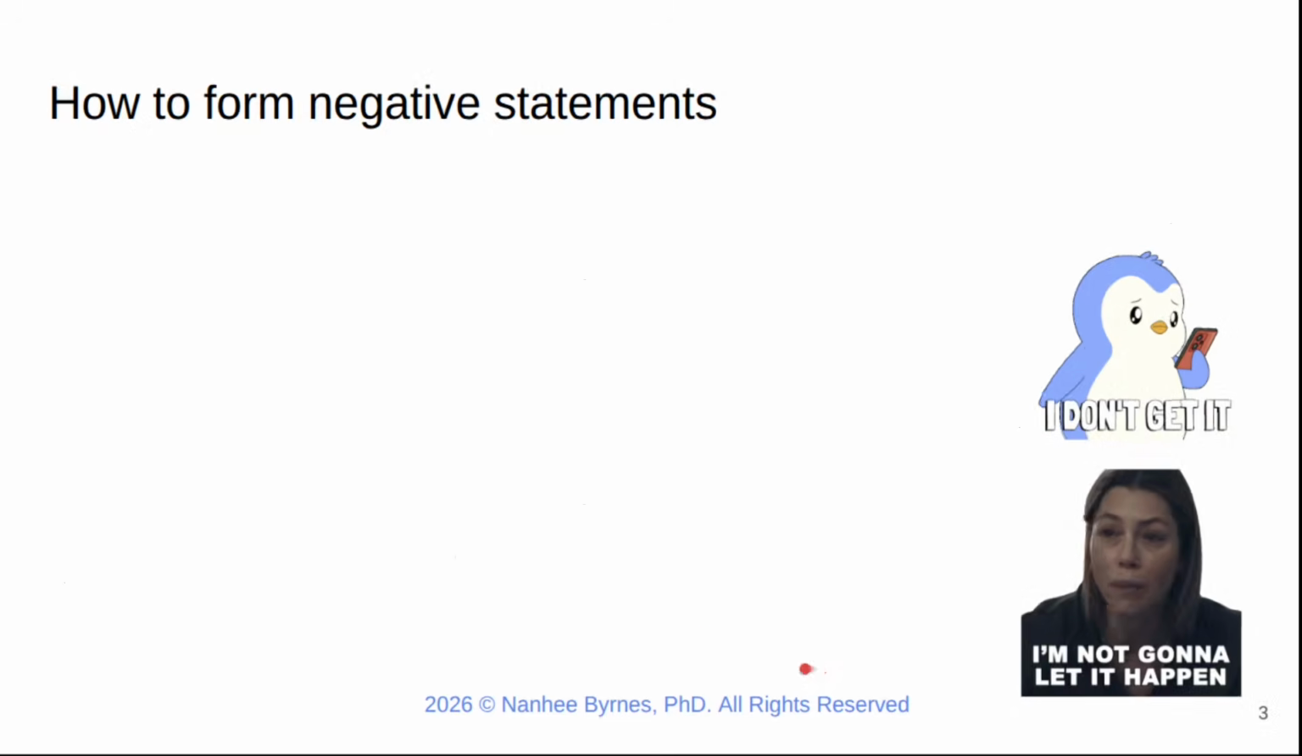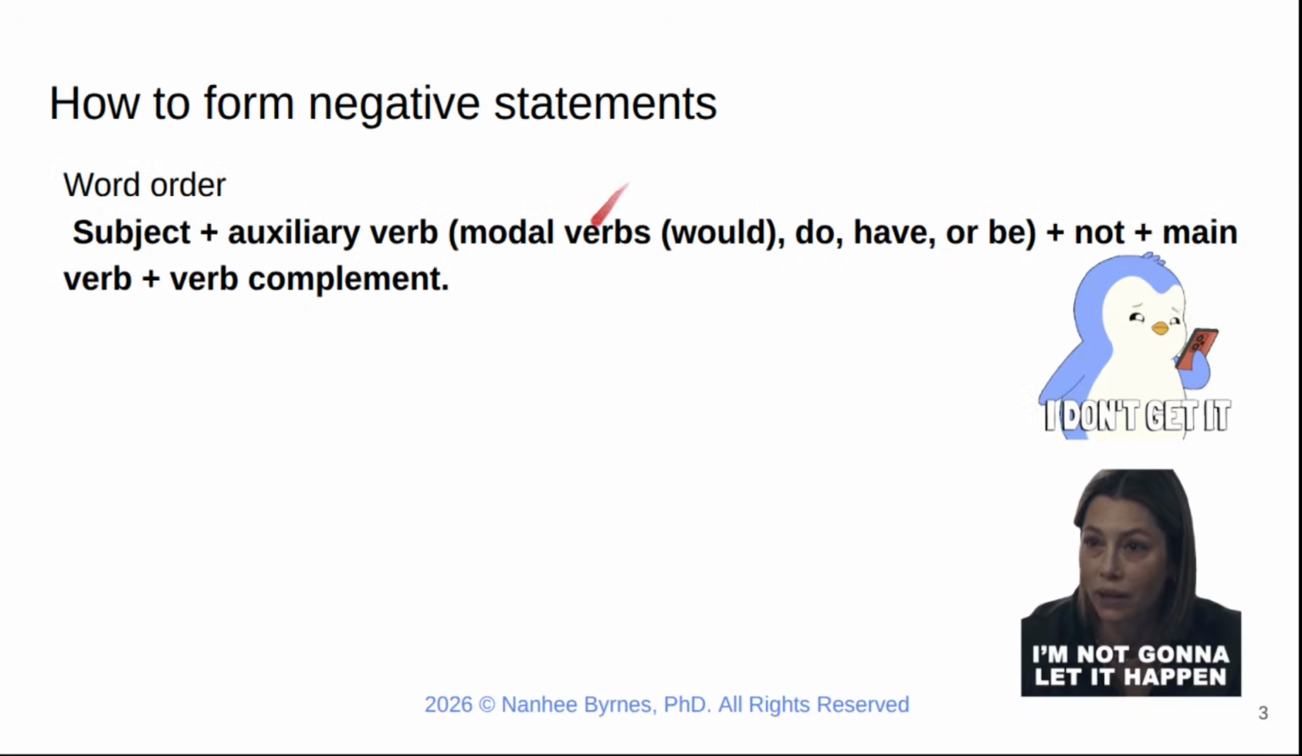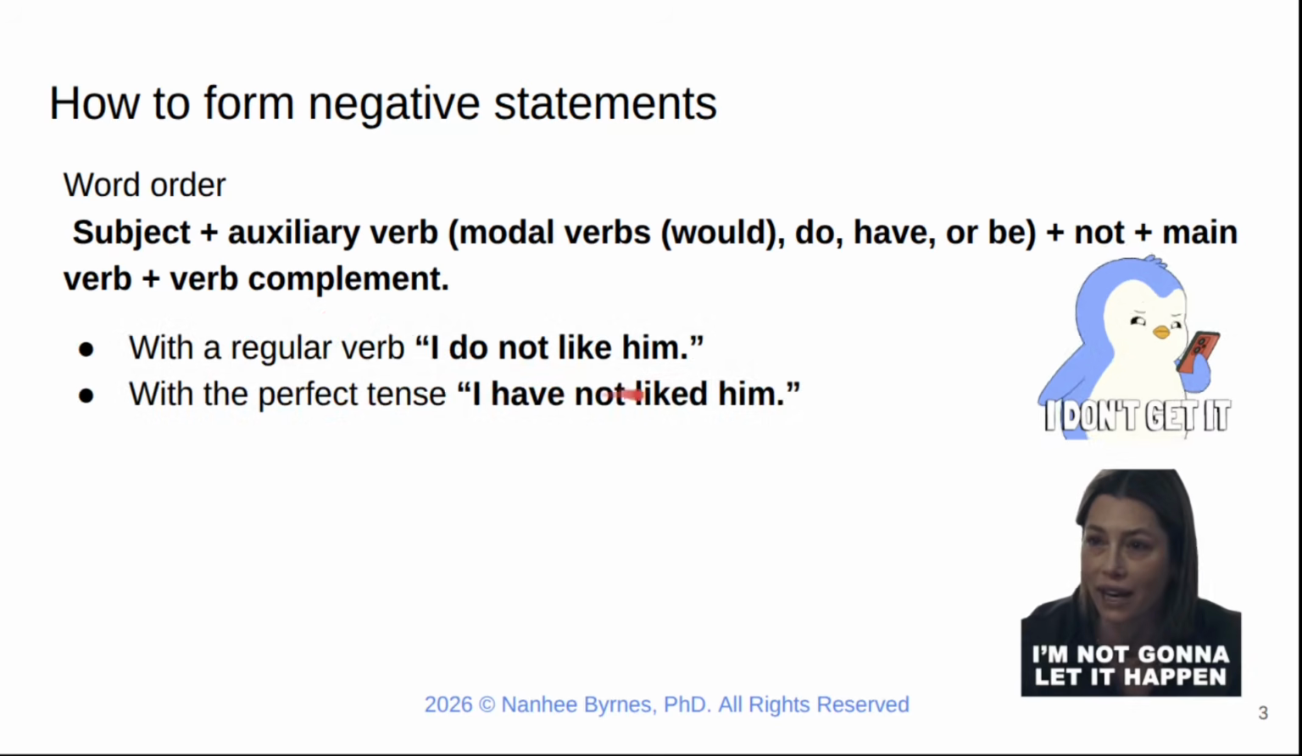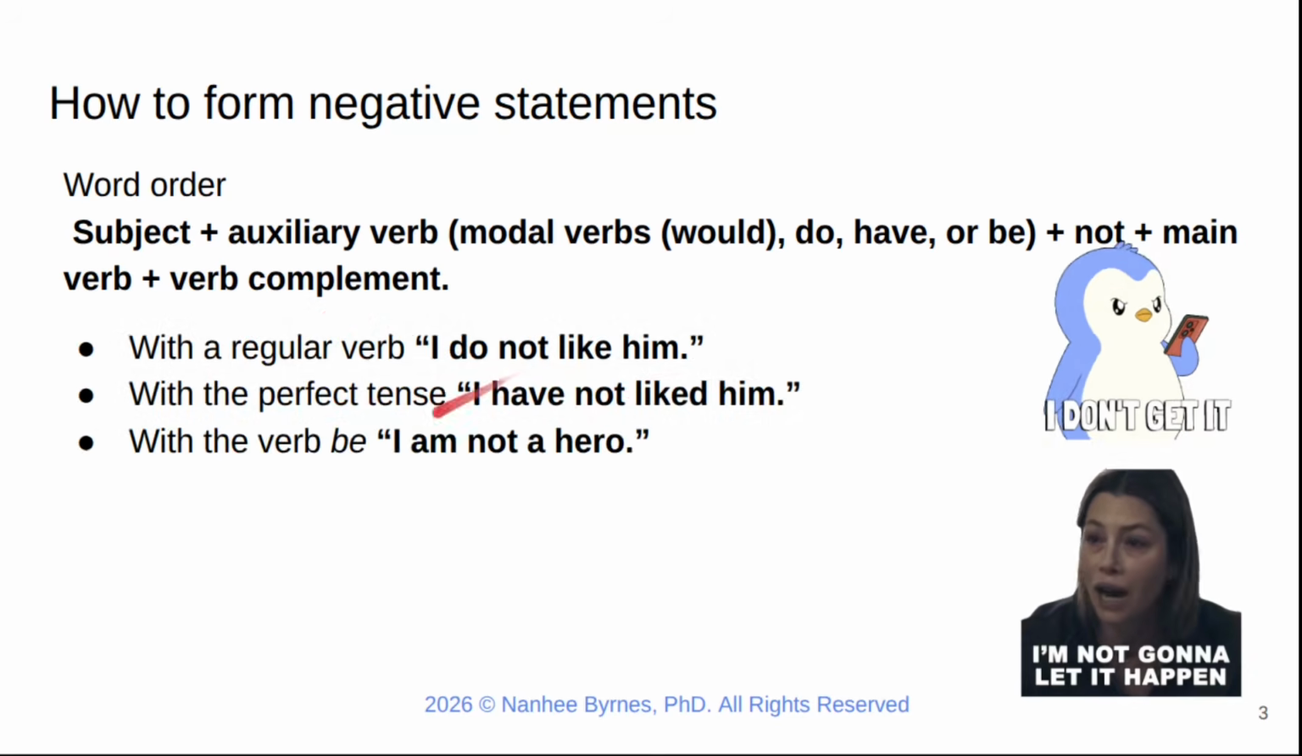In English, negative statements usually follow this order: subject plus auxiliary verb, do, have, or be, plus not, plus main verb, plus object or complement. For example, with a regular verb, I do not like him. With the perfect tense, I have not liked him. With the verb be, I am not a hero.